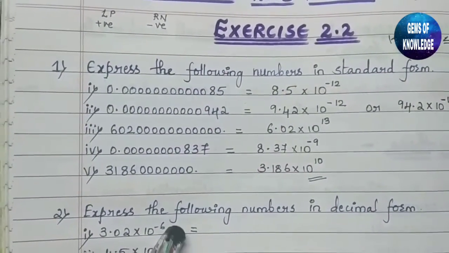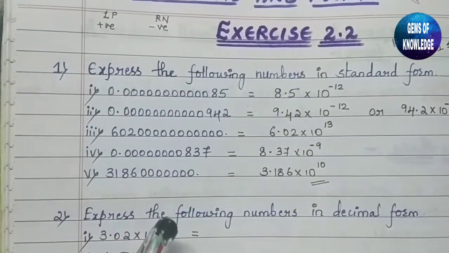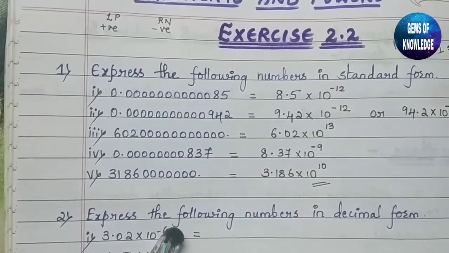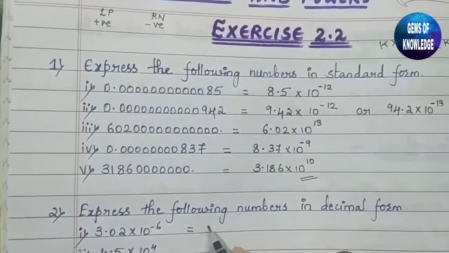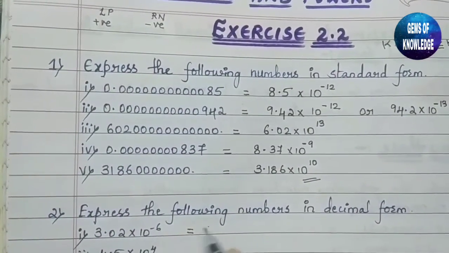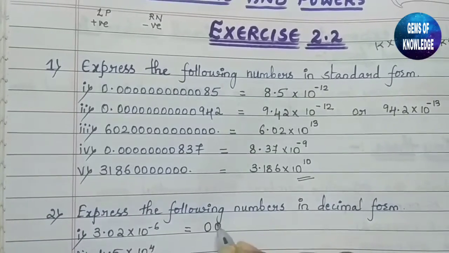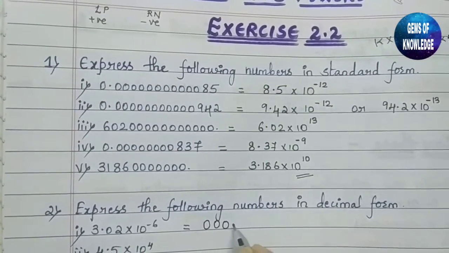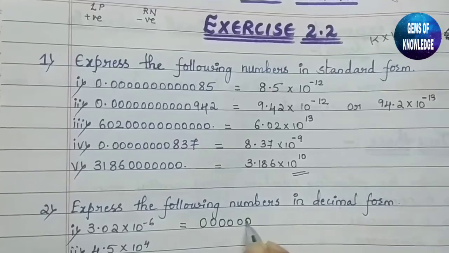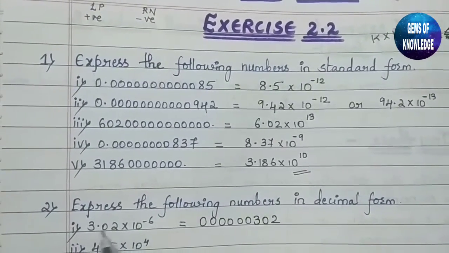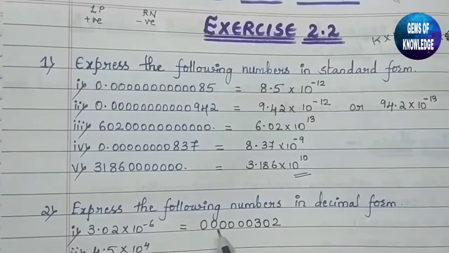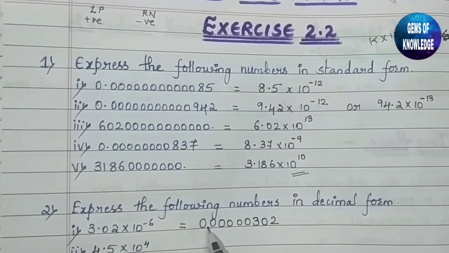What we have to do? What is the power here? 10 to the power of minus 6 is given. So that many zeros we have to add on the left side. 10 to the power of 6 is given, so we are going to add 6 zeros here: 1, 2, 3, 4, 5, 6 zeros and then 3, 0, 2. This we are going to add. Now we are going to put the point here.